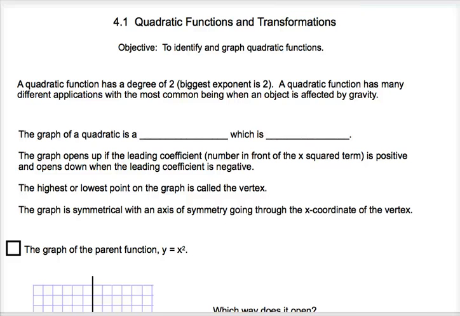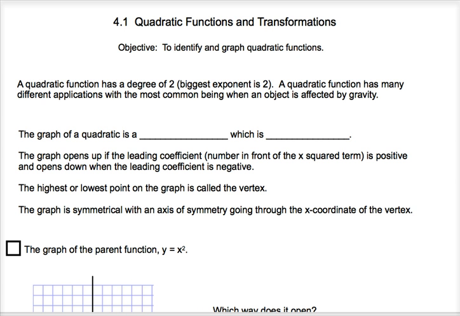Okay, start at chapter 4. We're going to be looking at quadratic functions in chapter 4. So we're moving away from the linear functions, all things linear. And of course we did absolute value, which is like two linears put together. But now we're going to do a quadratic.